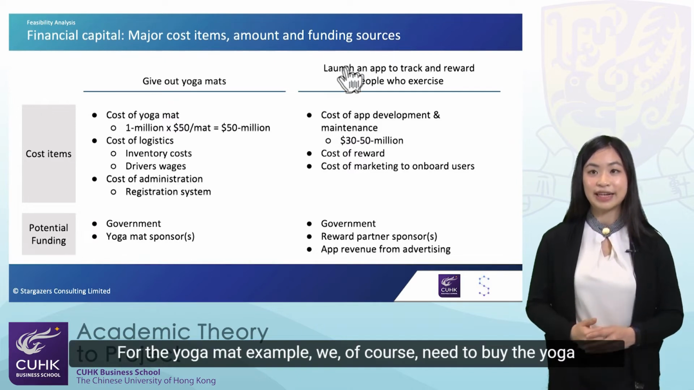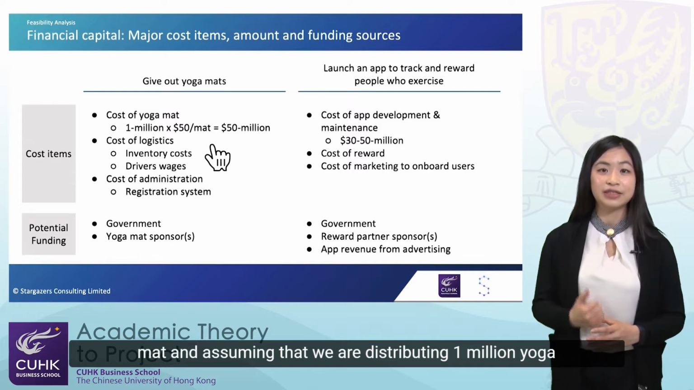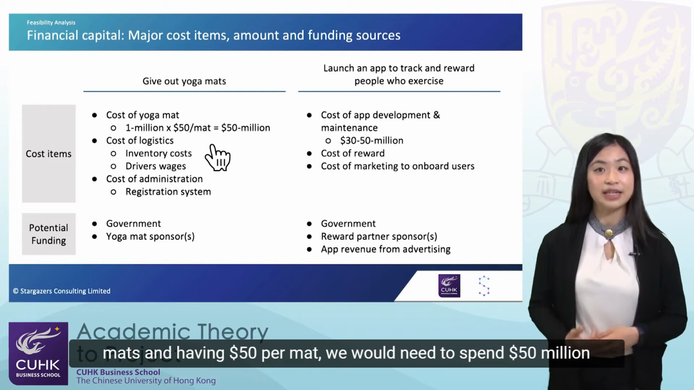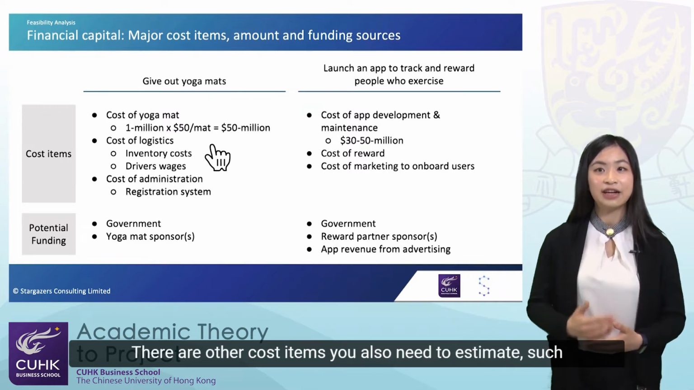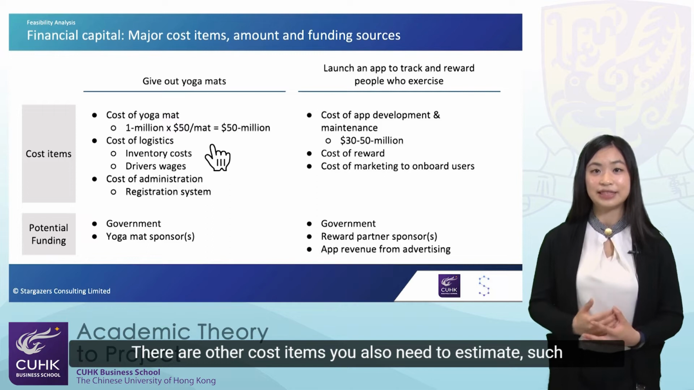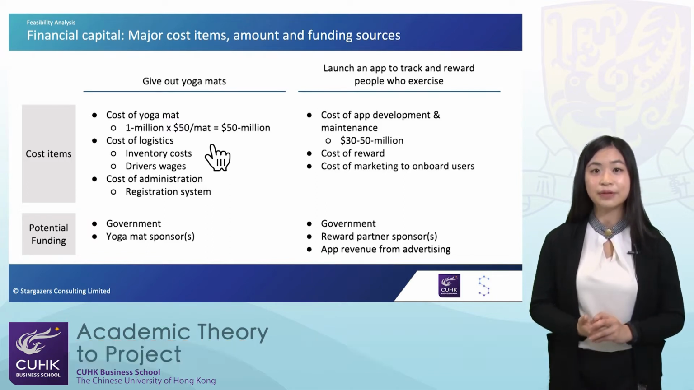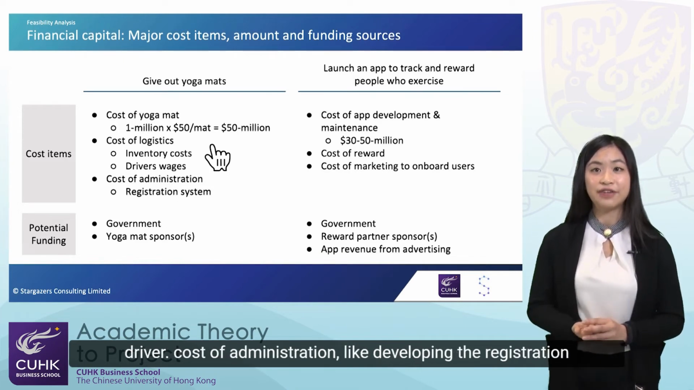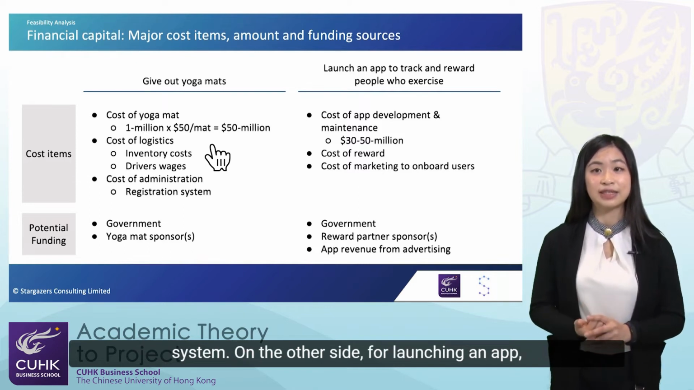For the yoga mat example, we of course need to buy the yoga mats, and assuming that we are distributing 1 million yoga mats at $50 per mat, we would need to spend $50 million alone for the yoga mat cost. There are other cost items you also need to estimate, such as the inventory cost to store them in warehouses, for example, the driver wages, where you can find the market wage of a driver, and the cost of administration, like developing the registration system.